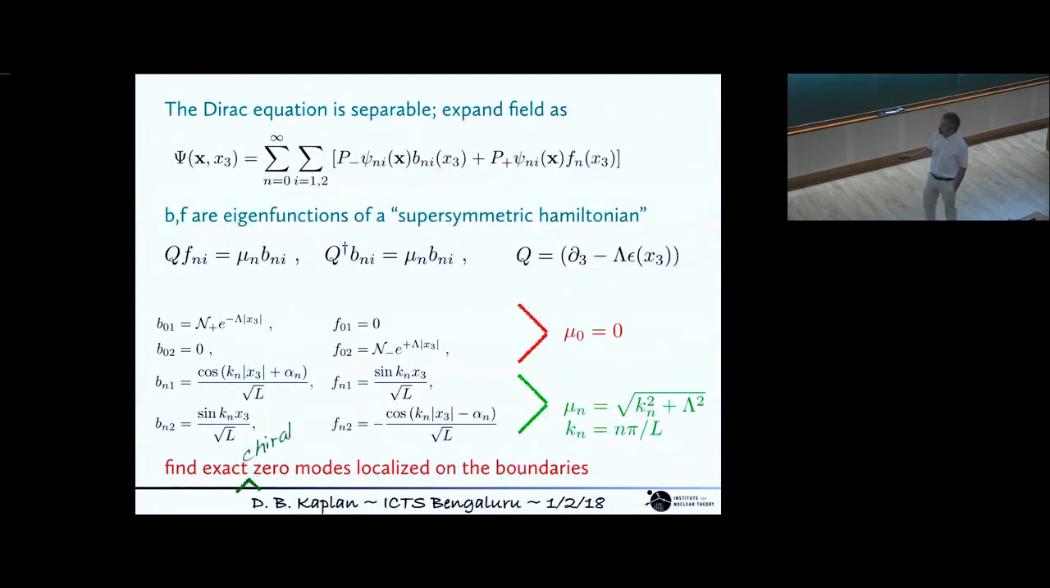In particular, what you find, though, is that if you remember that the B is going with P minus and the F is going with P plus, and so what we see here are that the B mode here corresponds to a left-handed mode in the 1+1 dimensional theory, and the F will correspond to a right-handed mode.